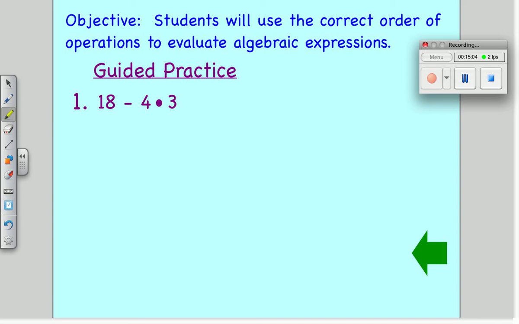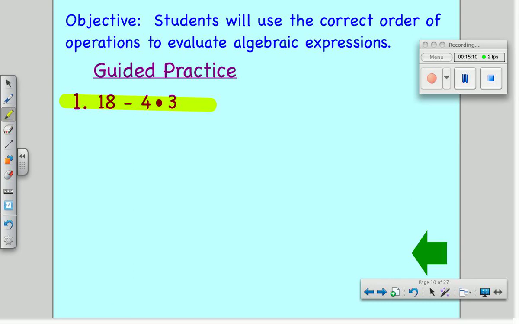Make sure you write this down. 4 times 3 is 12. And then 18 minus 12 is second. Subtraction second. And we have 6.